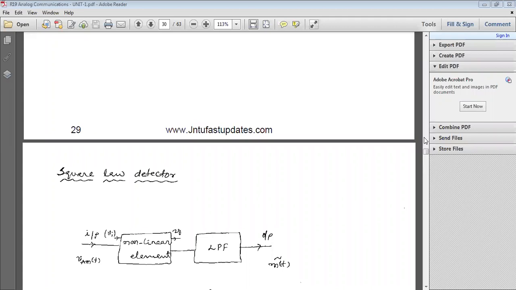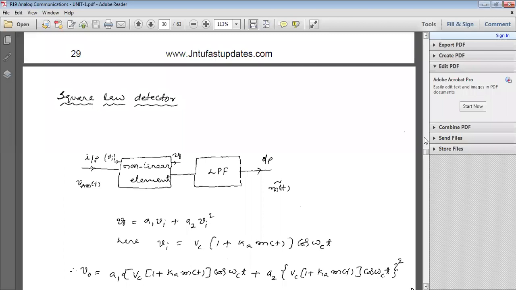At the transmitter side, as you already know, we use the square law. With the help of a square law modulator, we modulate the signal. So to detect our original signal at the receiver side, we use a square law detector.